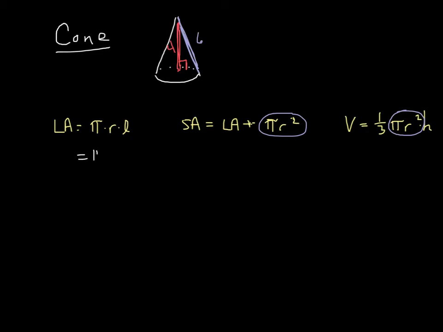So the first thing I'm going to do is just start plugging in and see what do I know. And I know that there's a pi in my formula. Radius. Uh-oh, I don't know the radius. Slant height, I do know. Slant height is 6. So I'm going to have pi times something times 6, but I'm stuck because I don't know what the radius is.